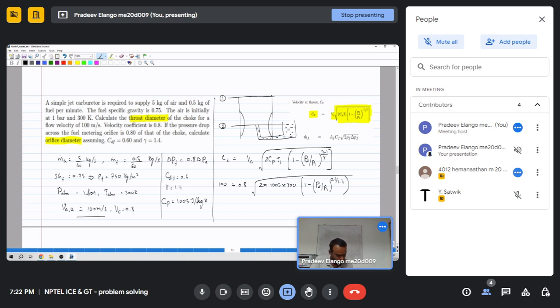Now we can rearrange and calculate P2 by P1. We also know P1 is already 1 bar, right? So we will calculate P2 in bar. We take it to the other side, and we have 2 into 1005 into 300 into 1 minus P2 power 0.4 by 1.4 is equal to 100 by 0.8, the whole square.